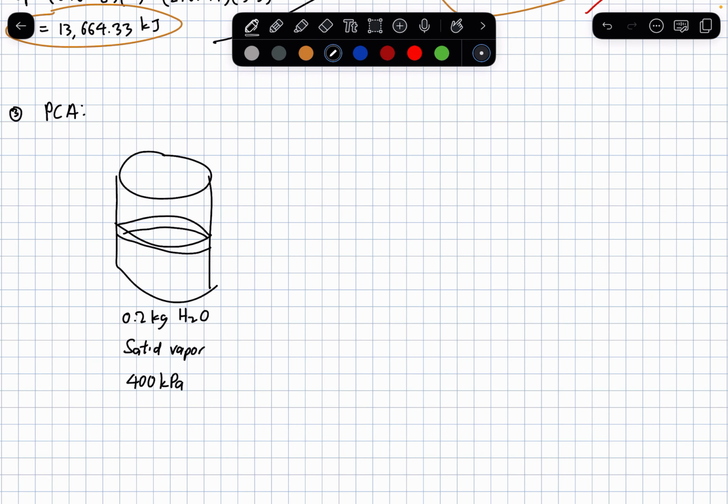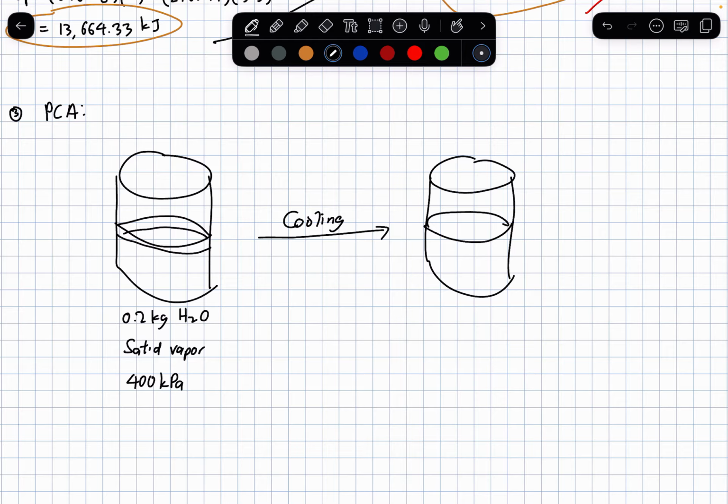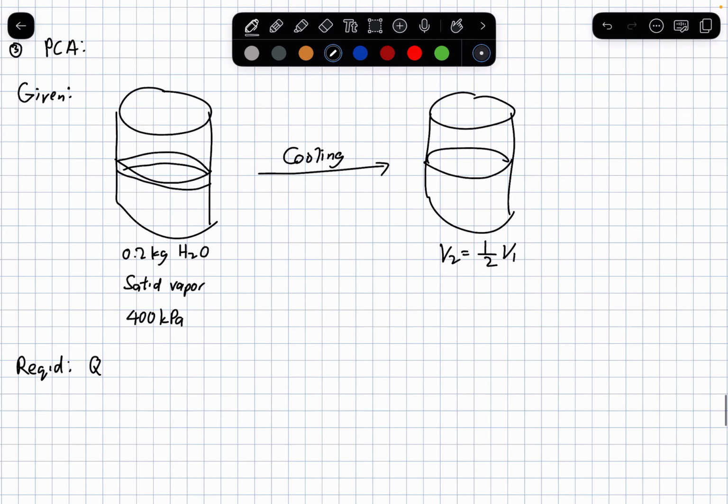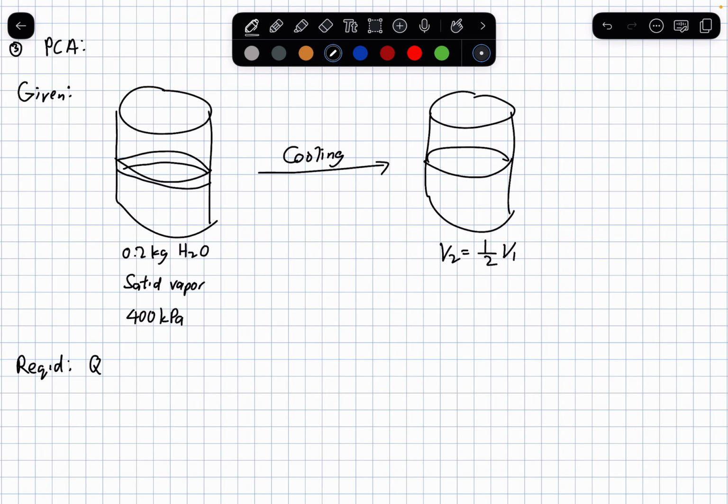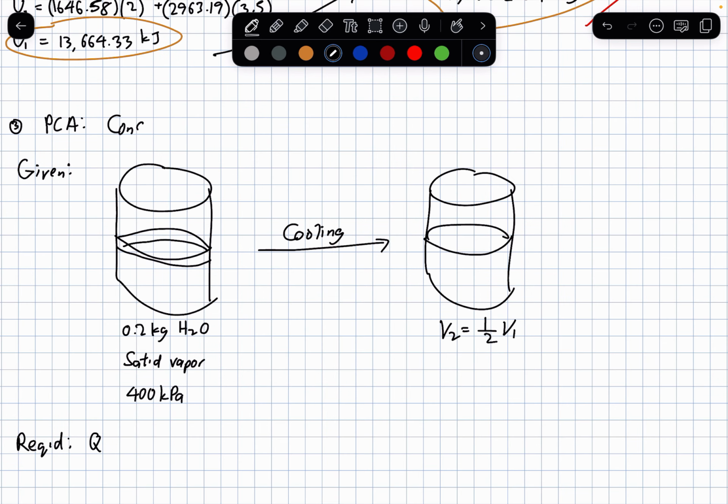It is now cooled, so cooling. So the water occupies half the original volume. So V2 is equal to half of the original volume. So the required is to find the heat transfer in the process. Half the original. Constant pressure, okay. So that's also a detail, constant pressure. Isobaric, yeah.